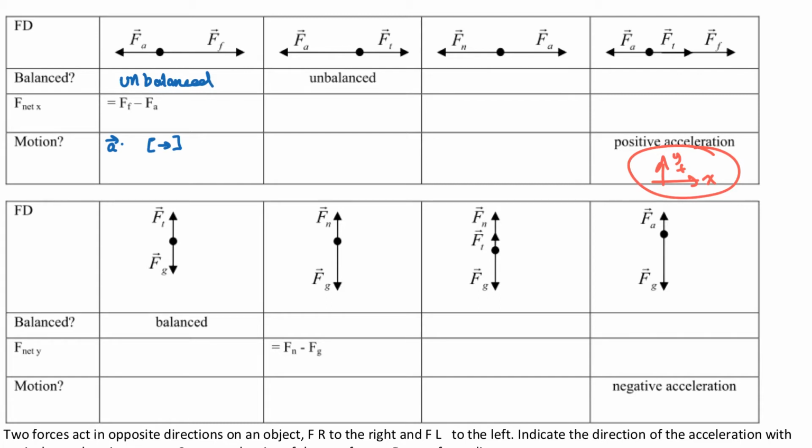For our next one, we got two forces. We can see that they're unbalanced because this force is bigger than this one. In terms of net x, we're taking right to be positive, so we're going to take the positive force. This one is going to be positive and this one is going to be negative. So when we add a positive to a negative, it becomes force of, that looks like a T. It's a little bit hard to read. So that's Ft minus Fa.